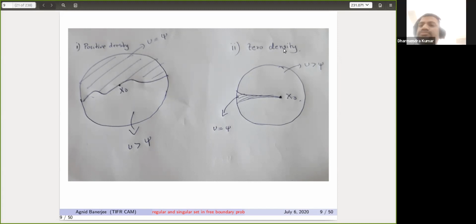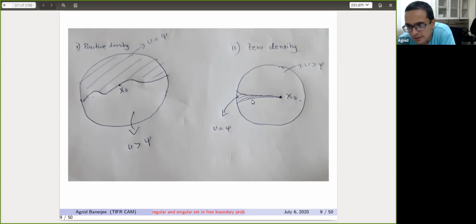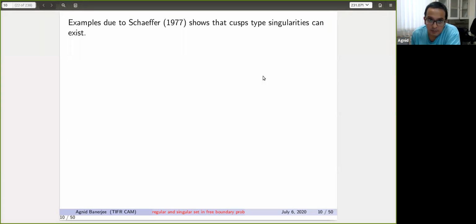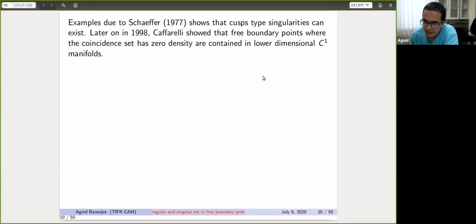And the other scenario that can happen is that the coincidence set can become skinnier and skinnier by the time you reach this free boundary point. That is to say, you possibly can have cusp-like singularities near the free boundary. And there are examples due to Schaeffer which show that such singularities can happen, and there is no way to avoid them. So in that sense, the theory of Caffarelli is more or less optimal.